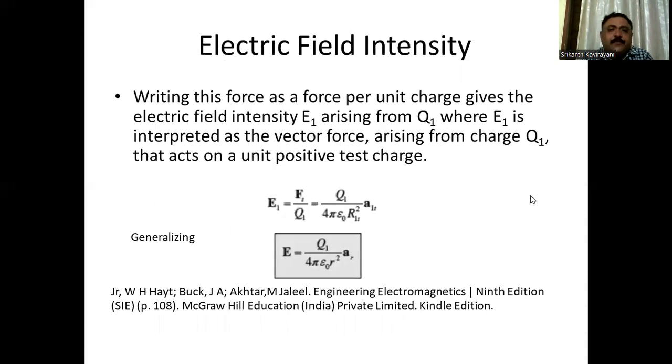Now if we are trying to write the force as a force per unit charge, and we try to define the electric field intensity E1 arising from Q1, where E1 is interpreted as a vector force arising from charge Q1 that acts on a unit positive test charge, taking Q2 value to be 1, then E1 equal to Ft by Qt will give you Q1 by 4 pi epsilon naught R1 square a12. Or generalizing this expression, the electric field is given by E equal to Q by 4 pi epsilon naught R square aR, where aR would be any unit vector along the line joining.